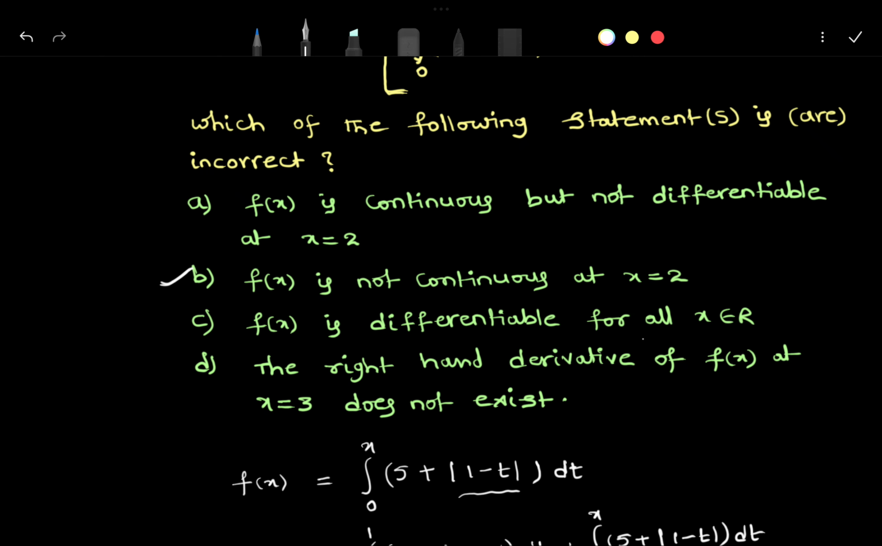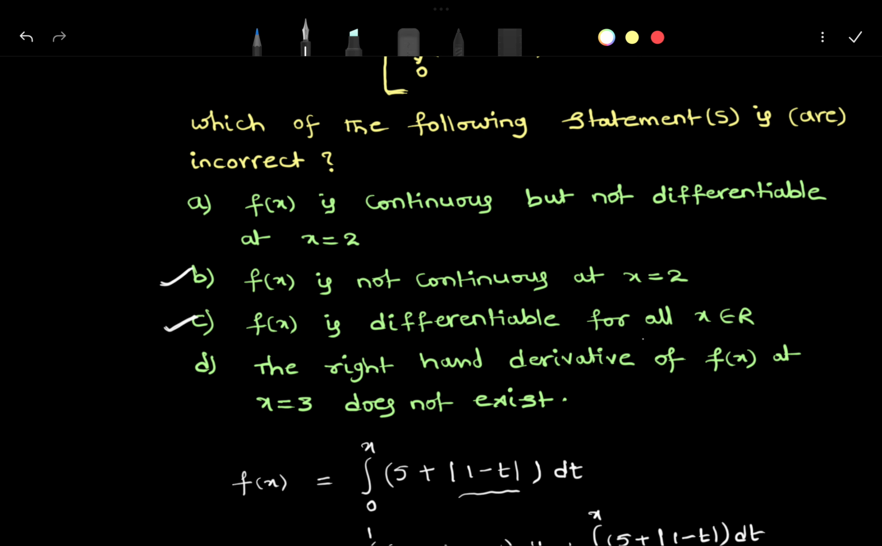And next one, f of x is differentiable for all x belongs to R. But here f of x is non-differentiable at x equals 2. So obviously it is not possible. So here this one is also your right answer.